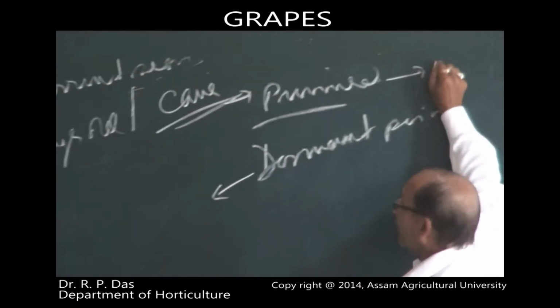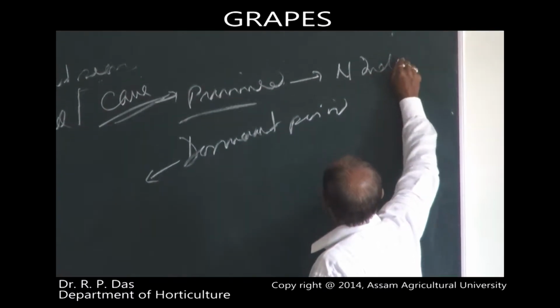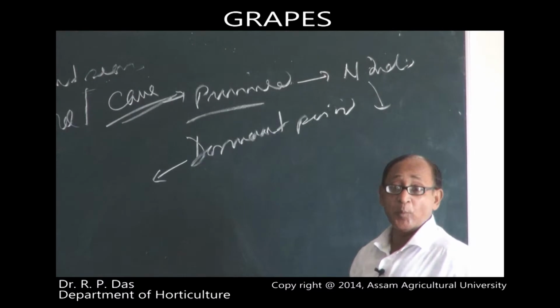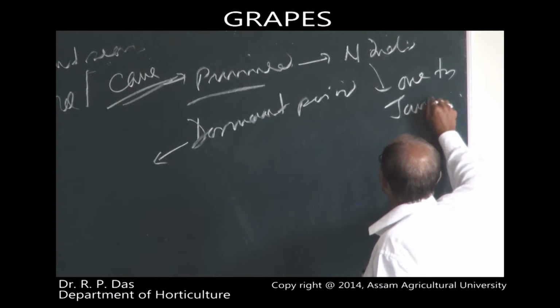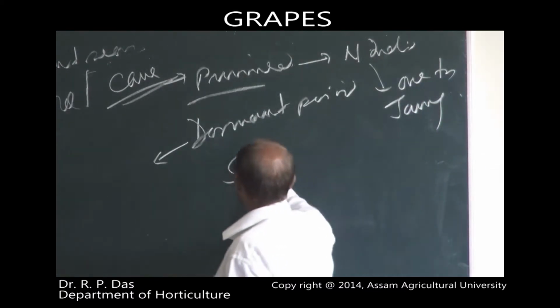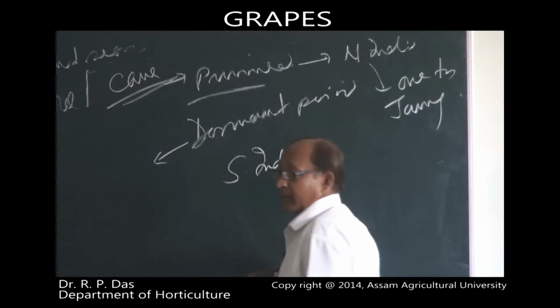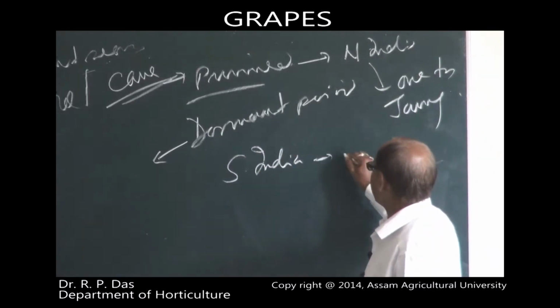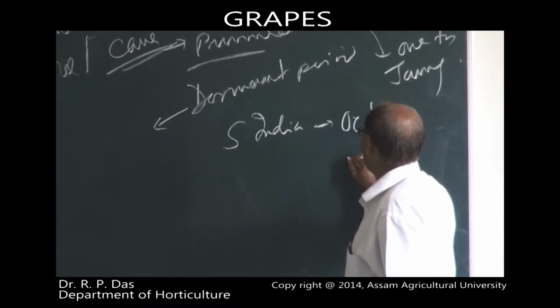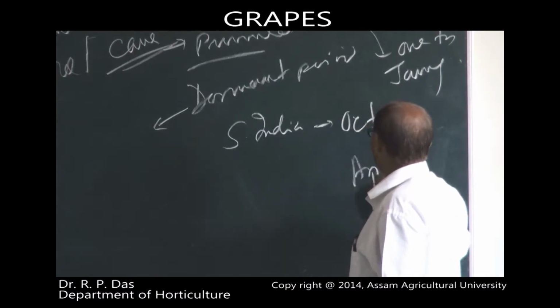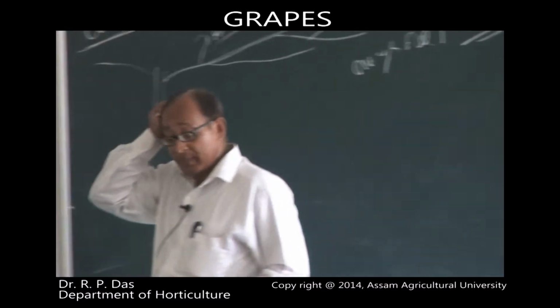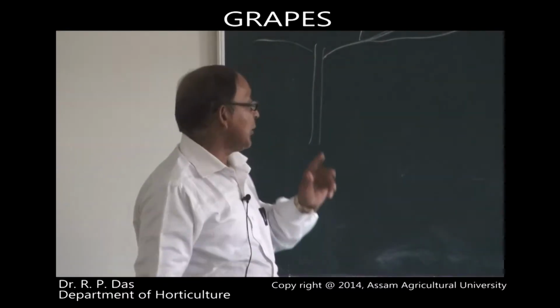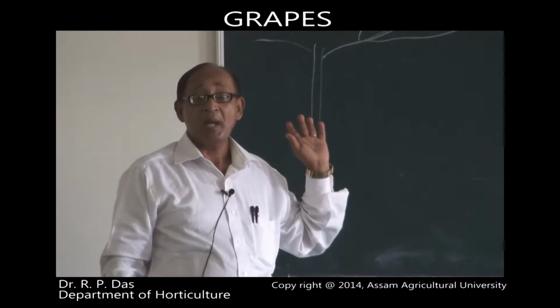And in case of northern Indian variety, the cans are pruned one time, that is in the month of January. Then in South India, the cans are pruned in the month of October and April. That's why in southern India, the plants bear fruits two times. That is known as October flowering and April flowering.